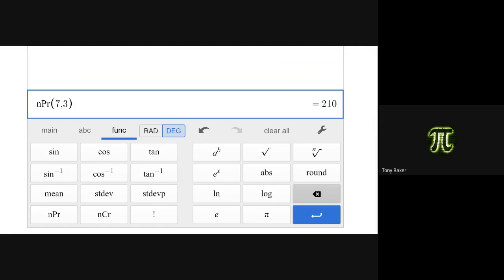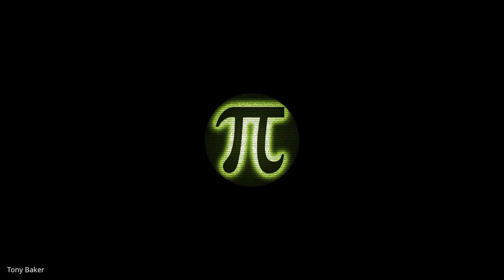So will order matter? Yes, because the positions are there. So I'm going to do what? 20 choose 5, so 20 P 5. So I go to Desmos. Oh, that's not what I wanted to do.